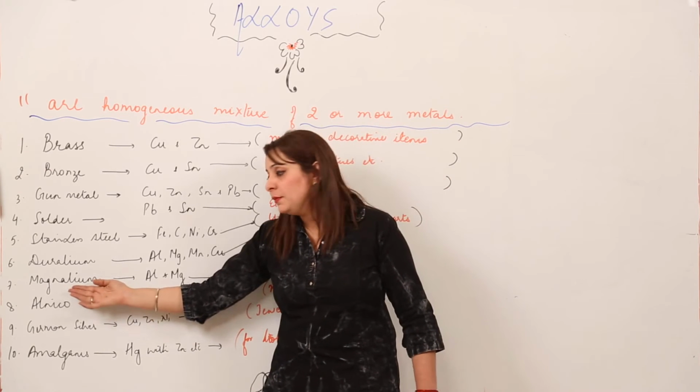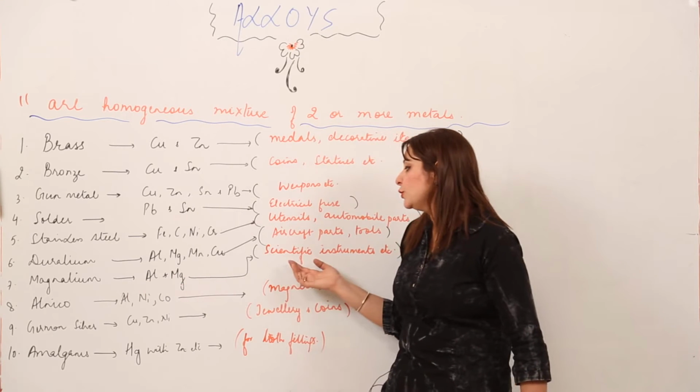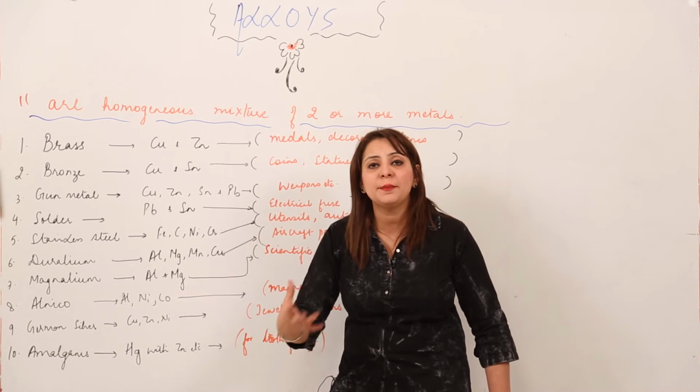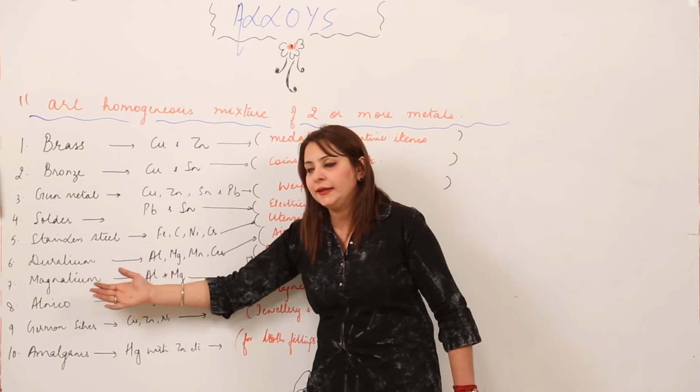Next is magnalium. Again it is an alloy of aluminium mixed with magnesium. It is used for making scientific instruments, the instruments which we are using in the physics lab, chemistry lab. So those instruments are just made out of it.